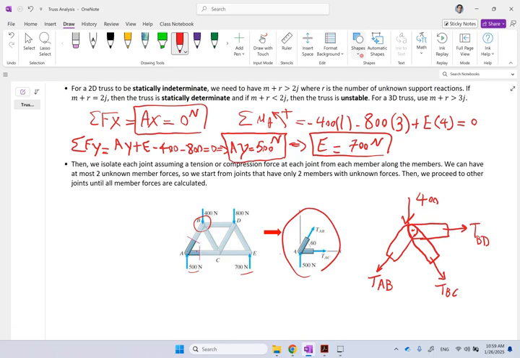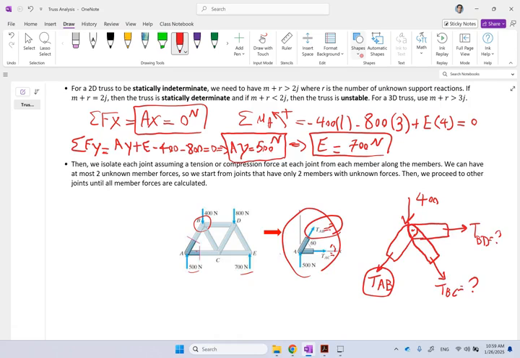But if I start with joint A, I only have TAB unknown and I only have TAC unknown, and two equations, two unknowns, I can find them. Now, once I have TAB, which means this one is taken care of, now I can go after joint B because now it only has two unknowns. One of them is already determined. Now I can go after B. So always start from the joint that only has two unknown member forces at it.